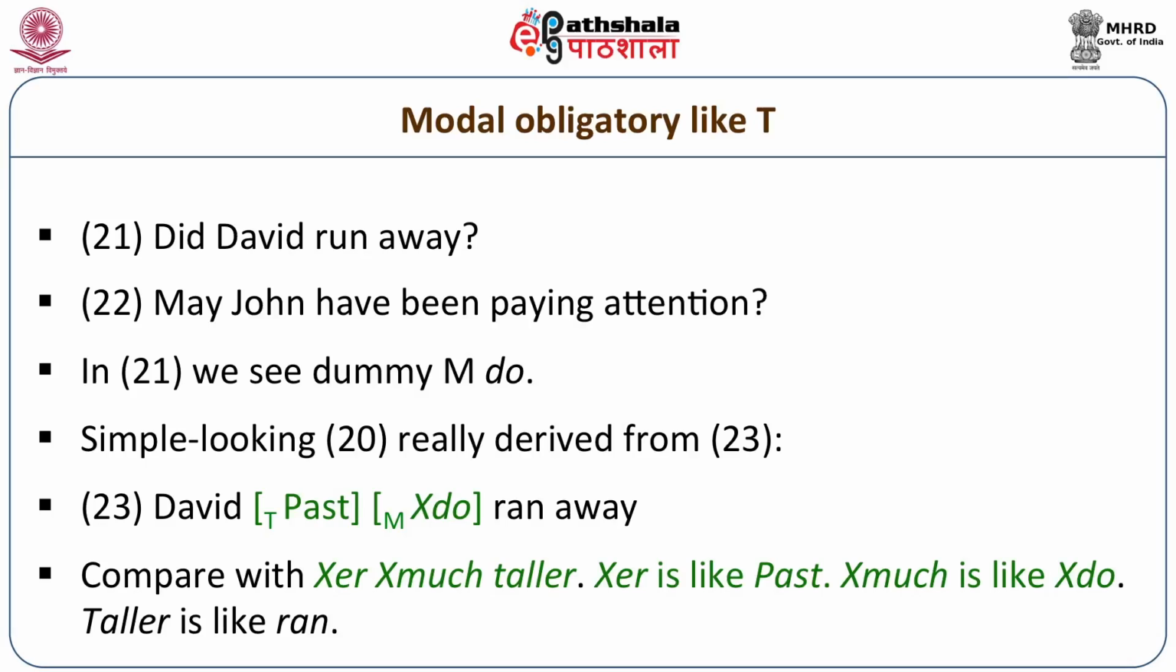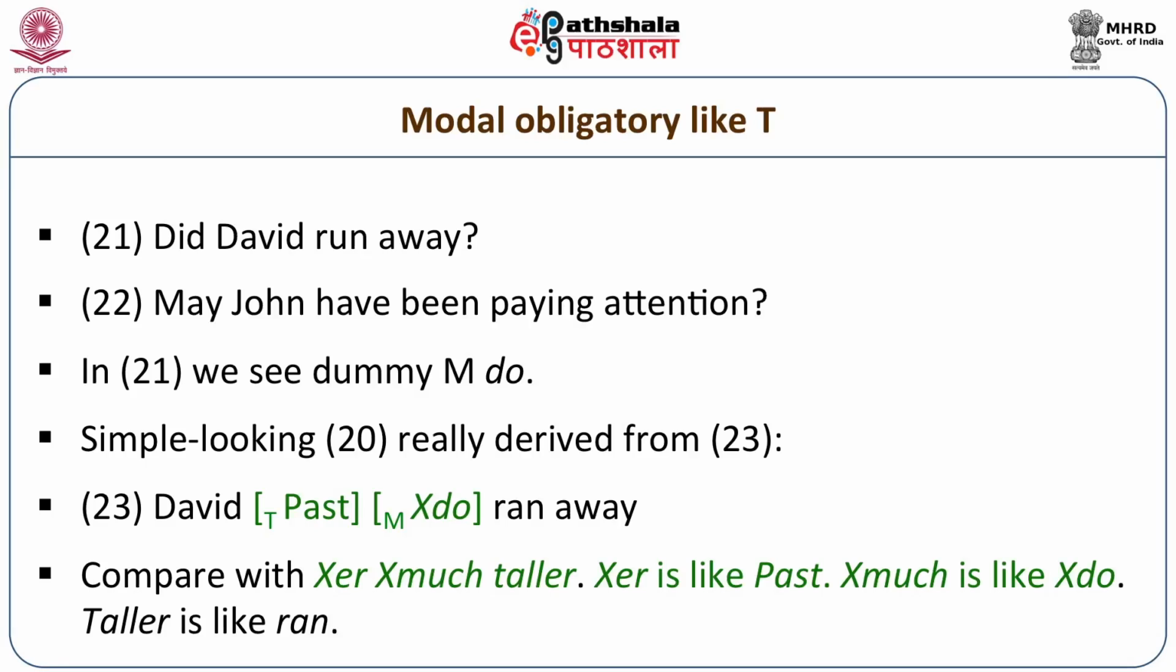If you take David T past mx2 ran away, exhibit 23, to be the deep structure for David ran away, it becomes possible to carry out tense fusion and get the right results, provided that you delete the volatile modal x do at the right point of the derivation. What we are doing in the verbal system looks exactly like what we did for adjectives in the case of deriving the surface structure taller from the deep structure x much taller.